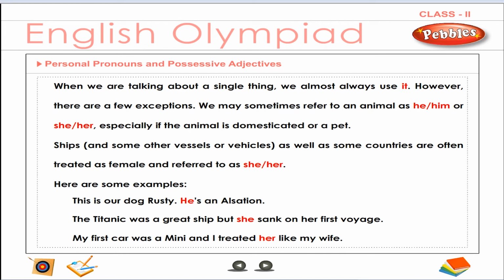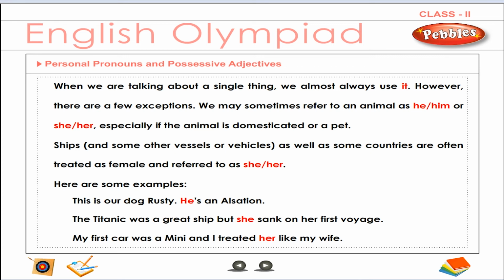However, there are few exceptions. We may sometimes refer to an animal as he or him, or she or her, especially if the animal is domesticated or a pet. Ships and some other vessels or vehicles, as well as some countries, are often treated as female and referred to as she or her. Here are some examples.